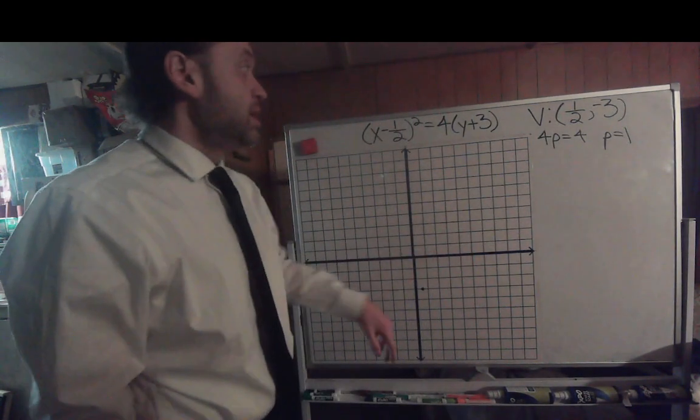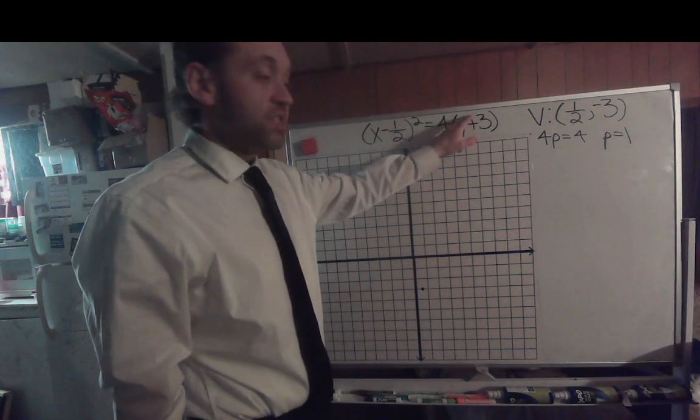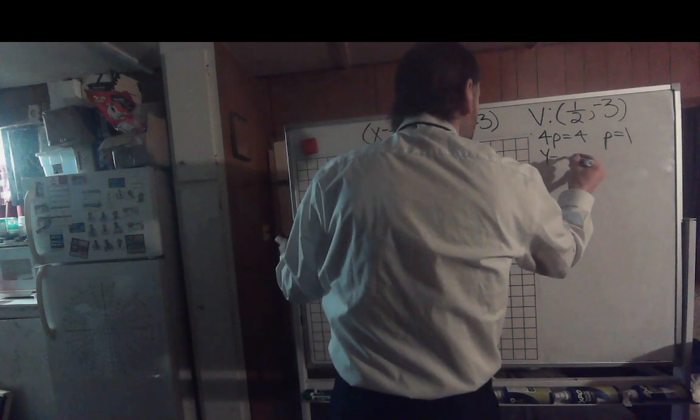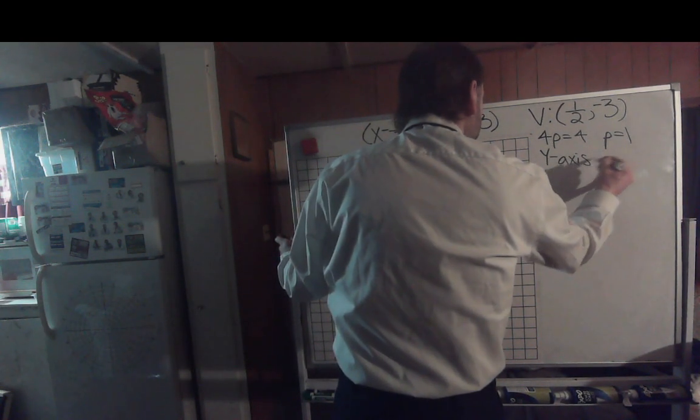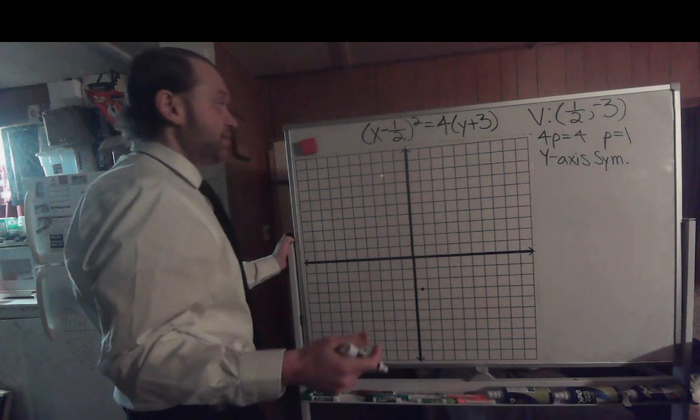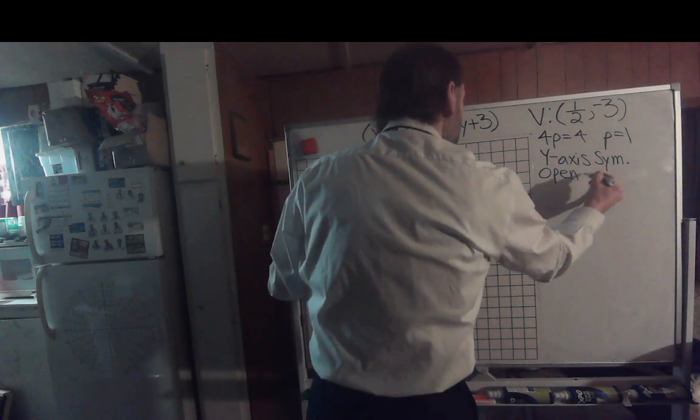Alright, so we got a positive value of p. X is our squared term, and y is our first power term. Y is a linear term. That means it's got y-axis symmetry. And p is positive. That means it's going to open upward. So this will open upward.